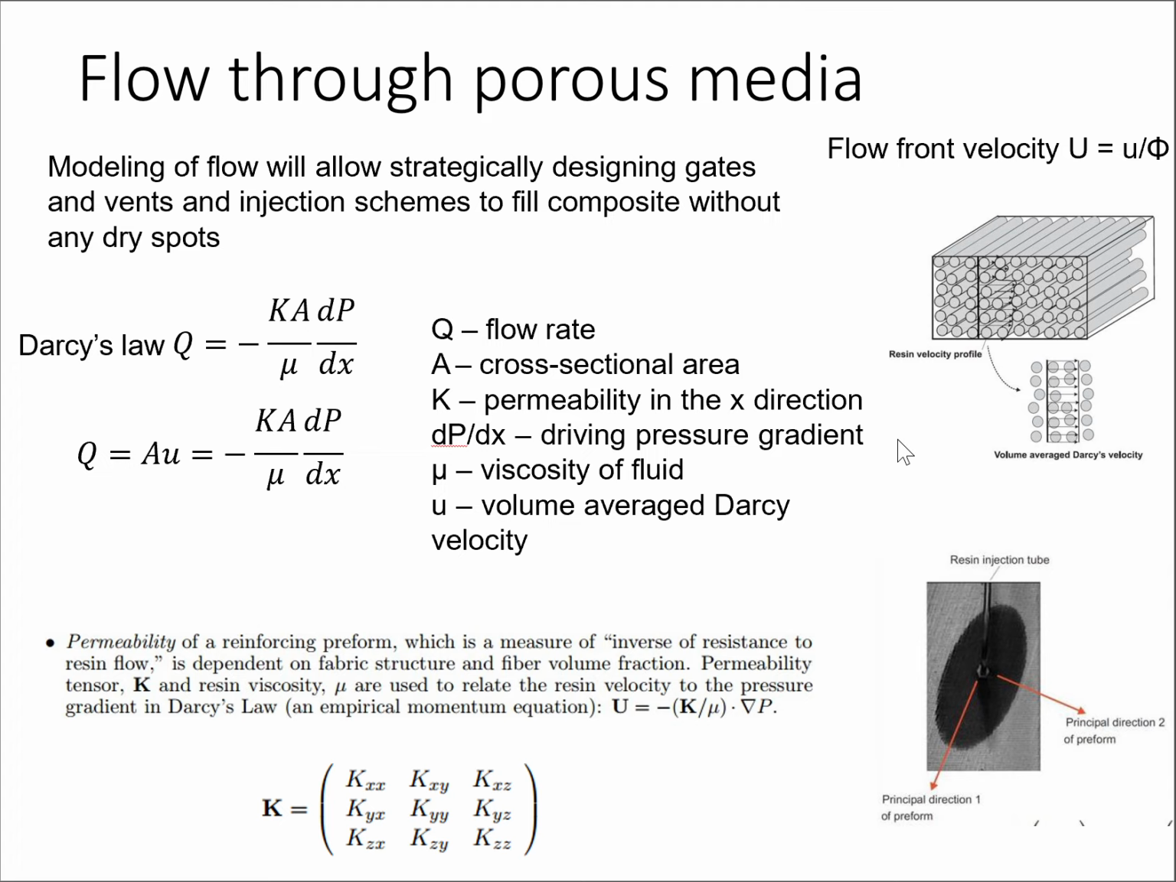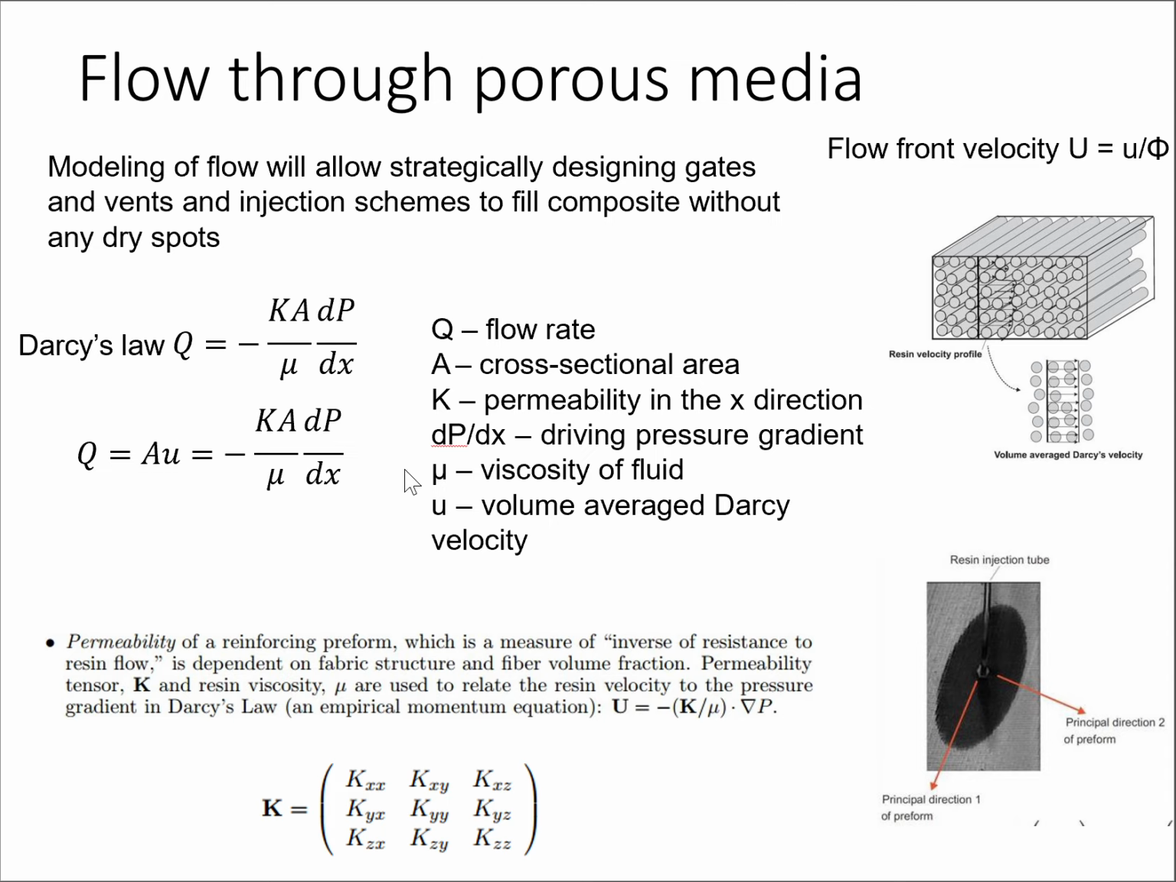How can we analyze this? How can we find the permeability? What is the method? We are going to use Darcy's law. What does Darcy's law tell us? Darcy's law tells us that the flow rate is equal to permeability in one direction multiplied by the cross-sectional area of your fiber, divided by the viscosity of your fluid, your resin in this scenario, multiplied by the gradient of pressure, dP dx.